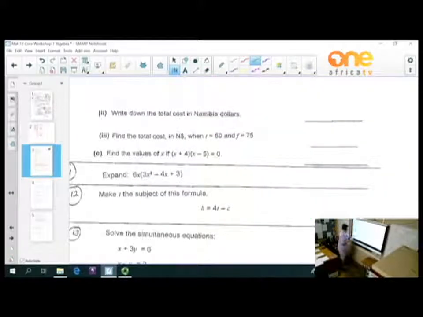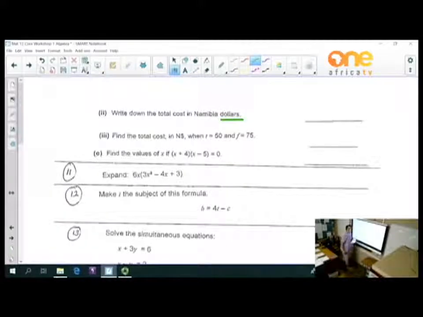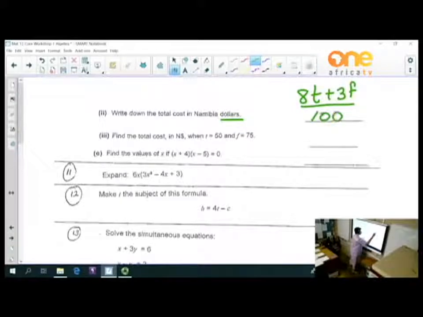Right. Let's look at the next page. It's still part of that question. Now they say, write the cost in dollars. We know that there's 100 cents in a dollar. So we're just going to take that 8T plus 3 pieces of fudge and divide it by 100. That's how we're going to change it to dollars. And then they say, find the total cost when T is 50 cents. That's actually the price now, and the fudge is 75. So now we're just going to substitute in our previous formula.